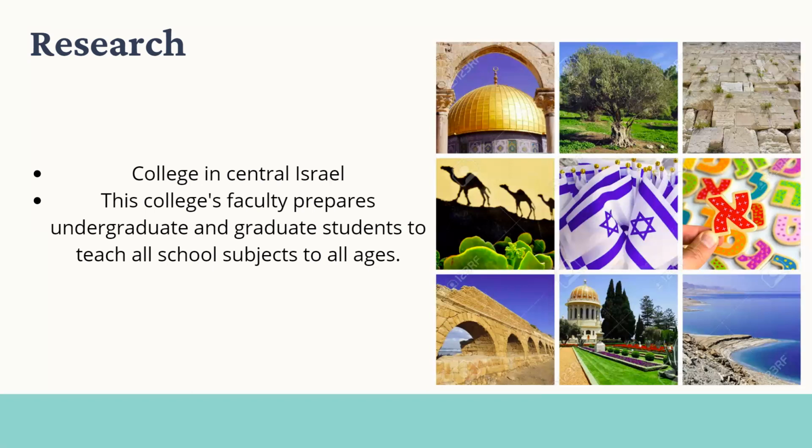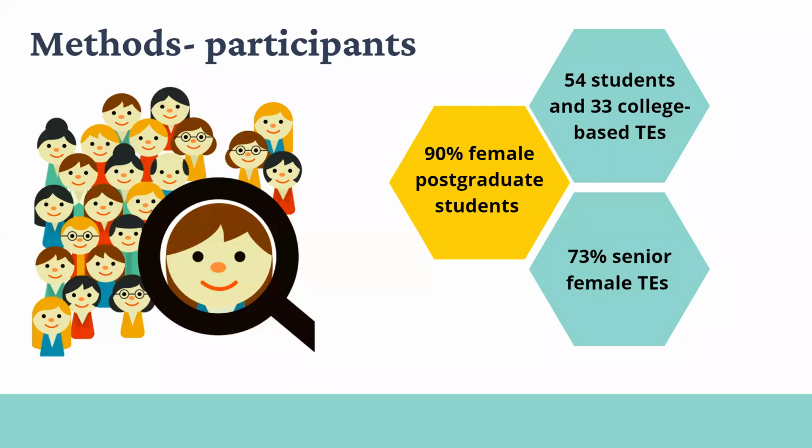The aim of this study was to examine the extent to which students were able to cope with the changes brought by the COVID-19 outbreak. The participants were 54 students and 33 college-based teachers. 90% of the students were female, and 27 studied in the elementary department, and the other 27 studied in the secondary department. The teachers were experienced teachers, and some of them had a PhD, and some of them had a master's degree.